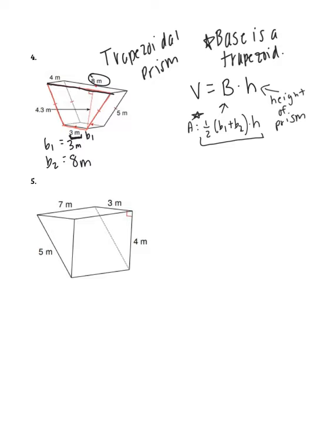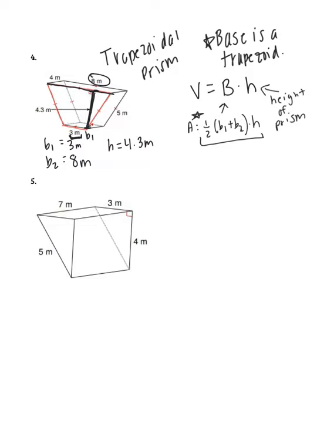Now I need the height of the trapezoid. The trapezoidal height is this thing right here, because this is taking me from the bottom of the trapezoid to the top of the trapezoid. So I'm going to say H equals 4.3 meters. Now I have all the information that I need to find the area of the base, or big B. So we're going to do that now.